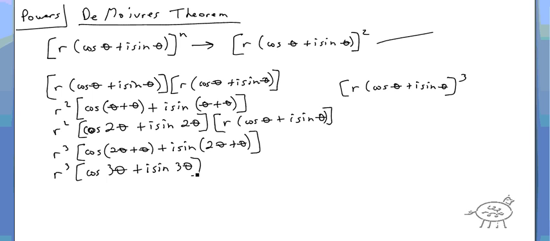So you see what's going on here: if it's squared, then of course the r is just squared, but then it's cosine of 2 times theta. So you look at the exponent. If it's cubed, it's 3 times theta. So the pattern is basically, if it's to the 4th power, it would be r to the 4th times cosine of 4 theta plus i sine of 4 theta. So here is De Moivre's theorem.